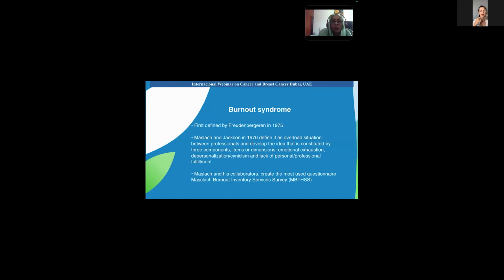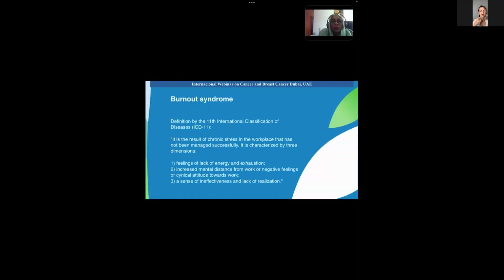The definition by the 11th International Classification of Diseases: stress in the workplace that has not been managed successfully. It is characterized by three dimensions: feelings of lack of energy and exhaustion, increased mental distance from work or negative feelings or cynical attitude towards work, and a sense of ineffectiveness and lack of realization.